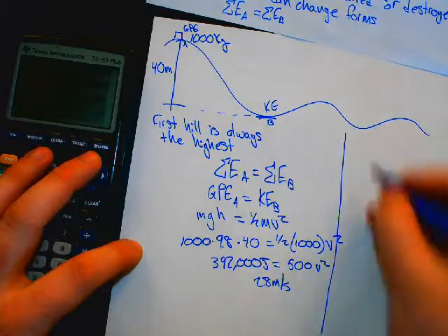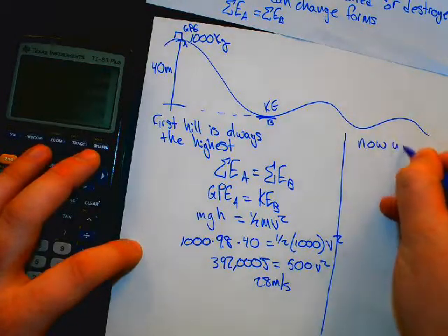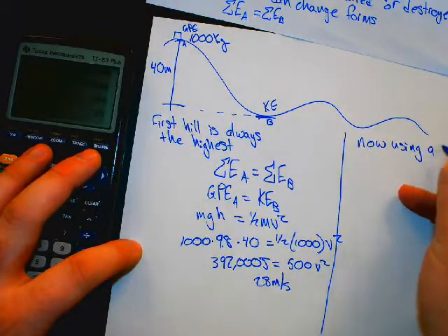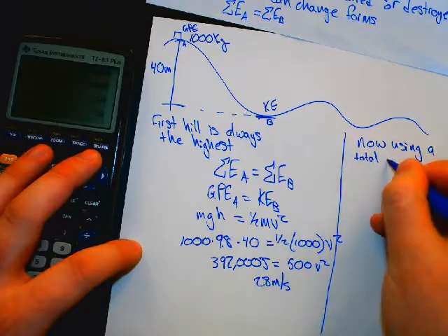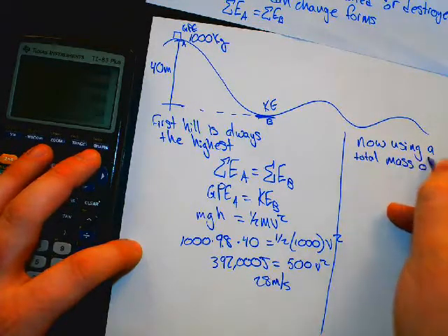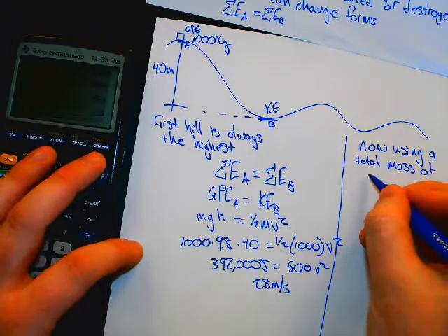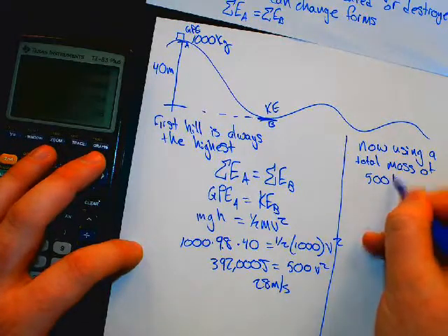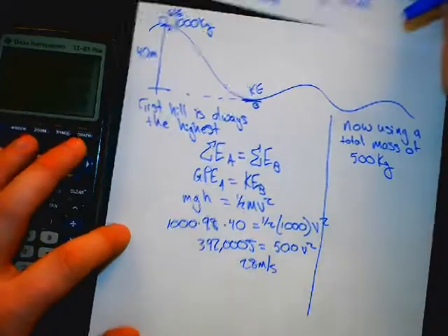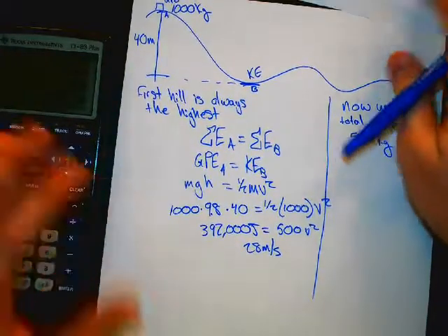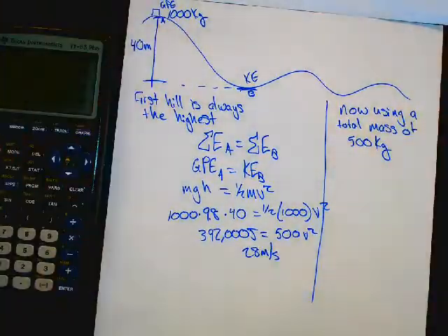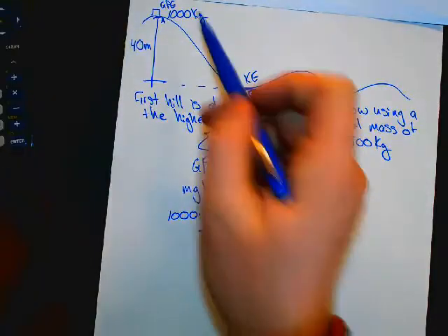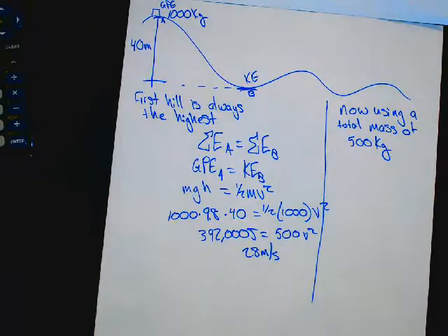Problem 2, now using a total mass of, let's just have that, 500 kilograms. So we're still accounting for the mass of the car, and the mass of the rider is included in that. Evidently, I put a really big guy in that first one.